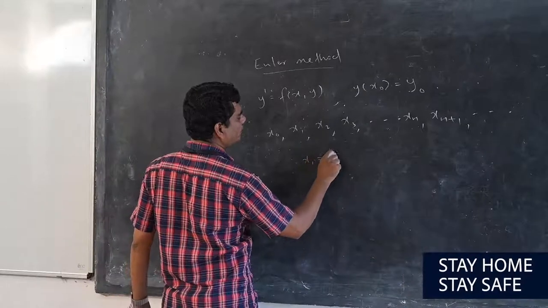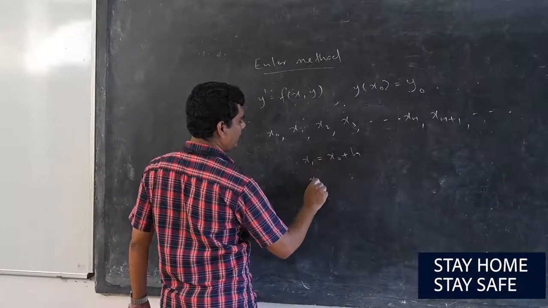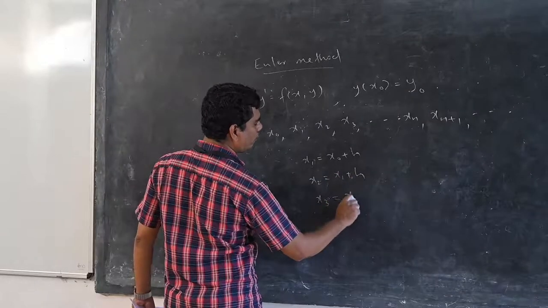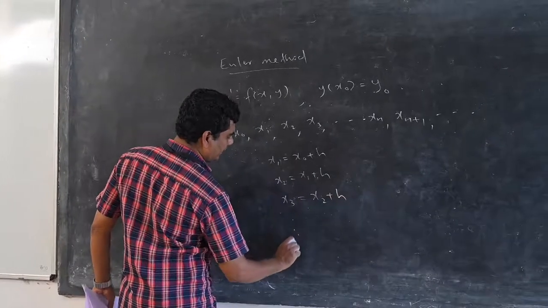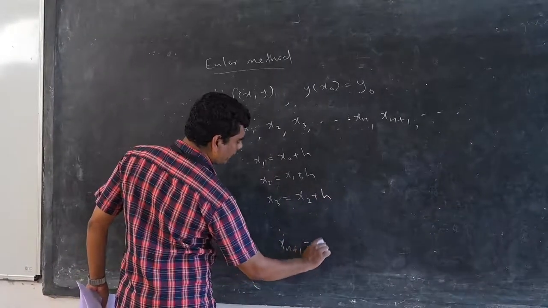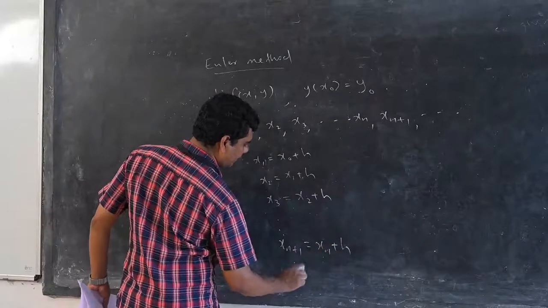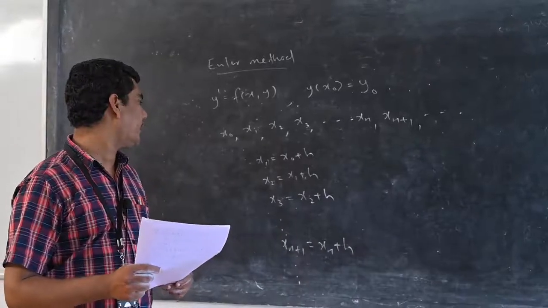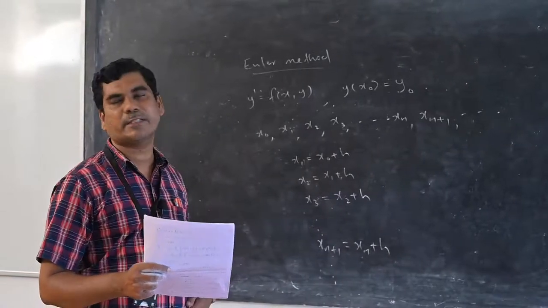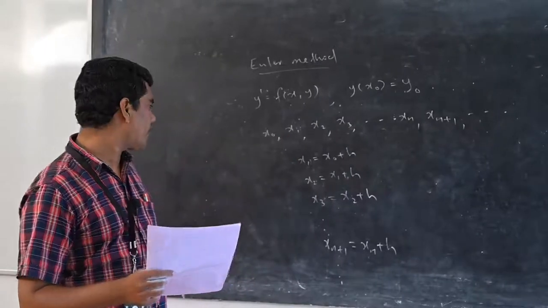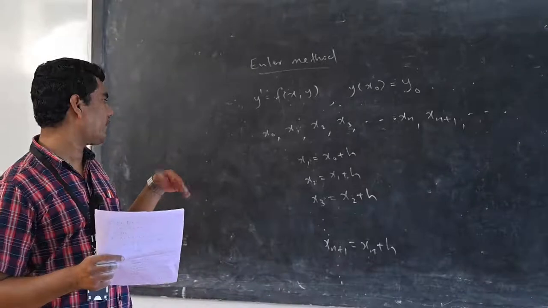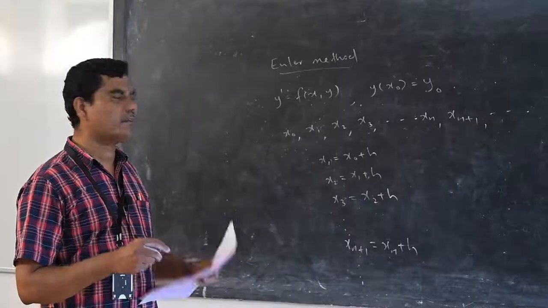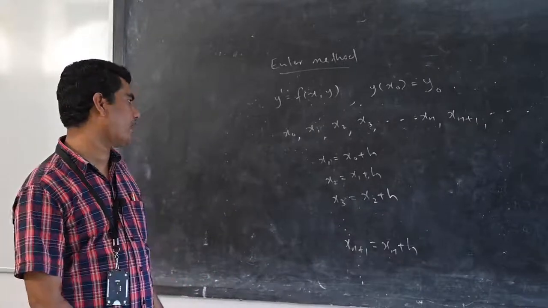That means x1 is equal to x0 plus h, x2 is equal to x1 plus h, x3 is equal to x2 plus h, xn plus 1 is equal to xn plus h, etc. x naught, x1, x2, x3, etc., xn, xn plus 1 are equally spaced points. The difference between x1 and x0 is same as difference between x2 and x1. That is same as difference between x3 and x2. That is what we mean by equally spaced points.